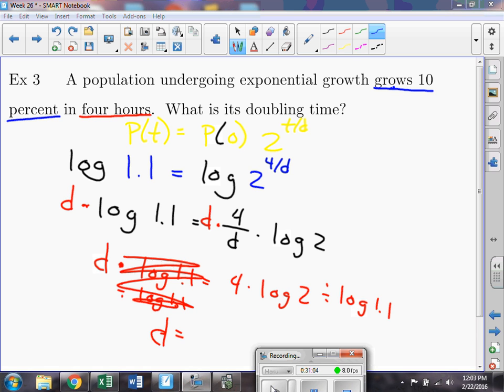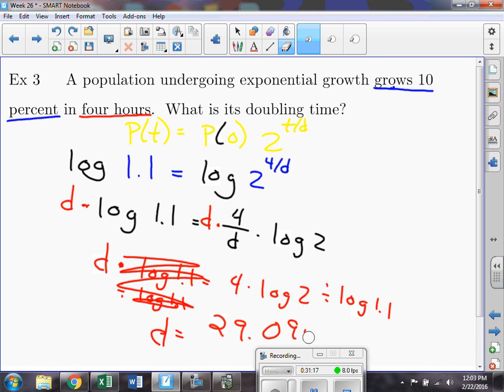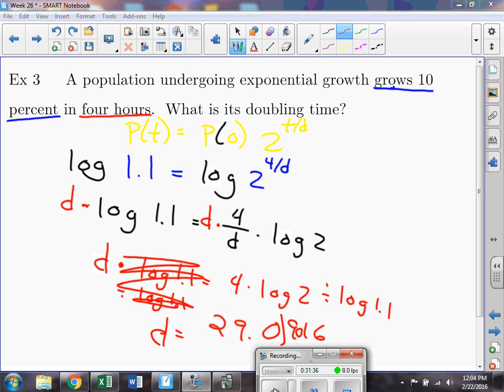Taking your result, Devin, what is it? 29.09016. 29.0916, and we'll stop there. Rounding to 3 significant digits, what is its doubling time? I apparently left out a 0, that's going to be inconsequential because rounding to 3 significant digits, we get 29.1 hours.